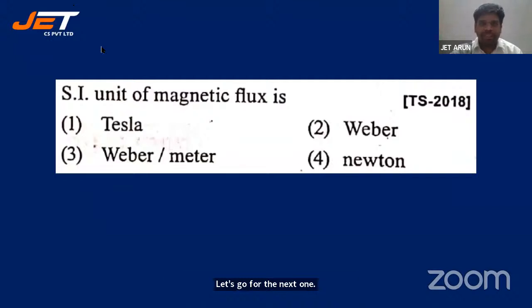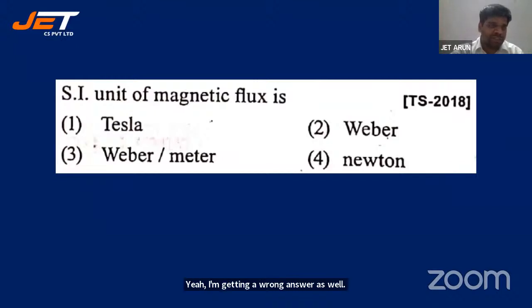SI unit of magnetic flux is Tesla, Weber, Weber per meter, Newton. Okay. Weber, Tesla, 4, 2, 2, 2. Okay, I'm getting a wrong answer as well.